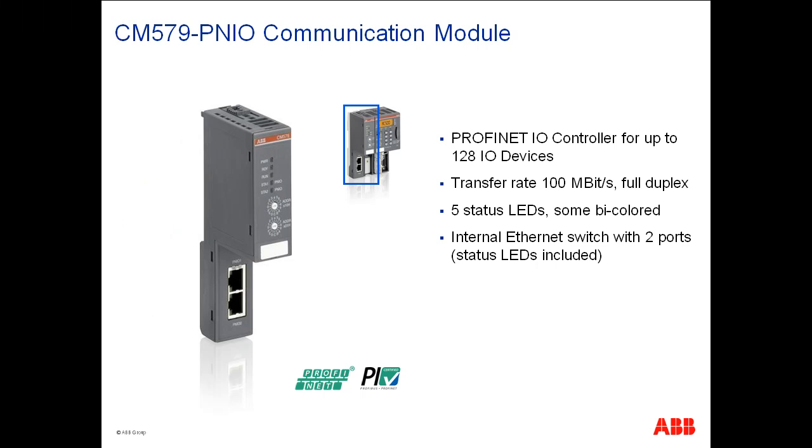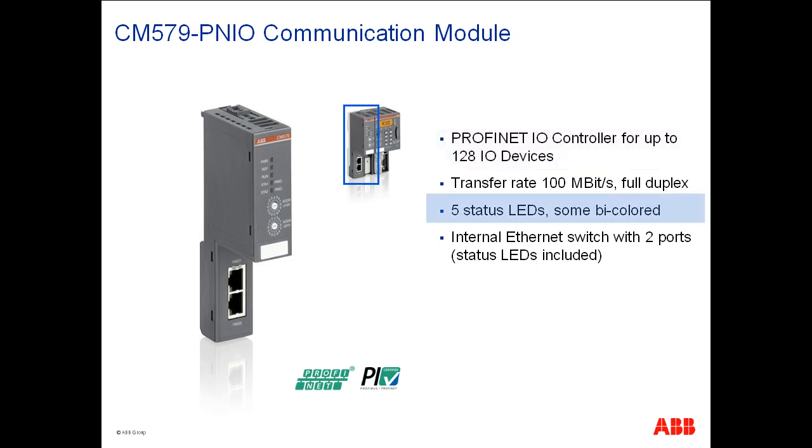Now we briefly talk about the different Profinet modules offered from ABB AC500. Firstly, the Profinet IO controller module CM579PNIO. This module has some interesting features like built-in Ethernet switch with 2 ports and supports a data transfer rate of 100 Mbps in full duplex mode. Connection of up to 128 Profinet IO devices is possible with this module.